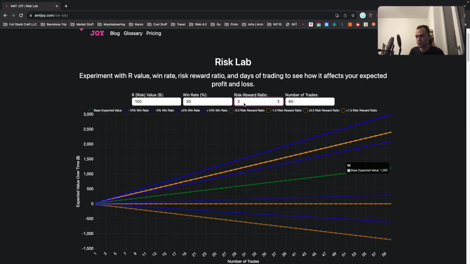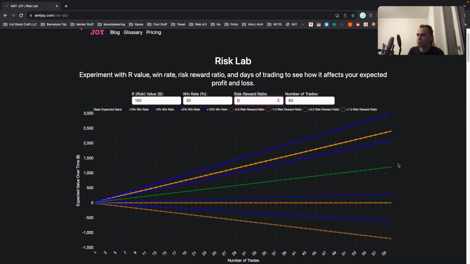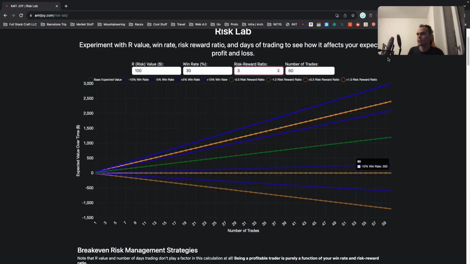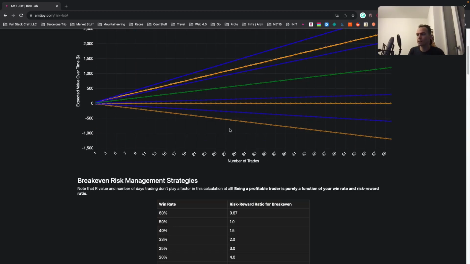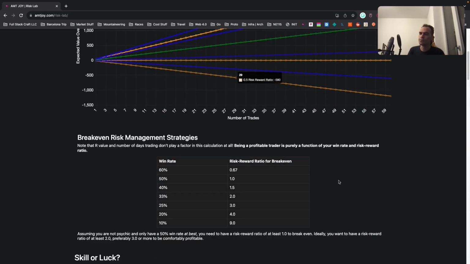So maybe I have to review my data. Maybe my win rate is higher, or my risk reward is slightly higher. But this gives me a good view. Even if I was 5% less win rate, or 10%, I'd still technically be just above break even. So you can play with this to kind of forecast what your expected account value over time is against number of trades.